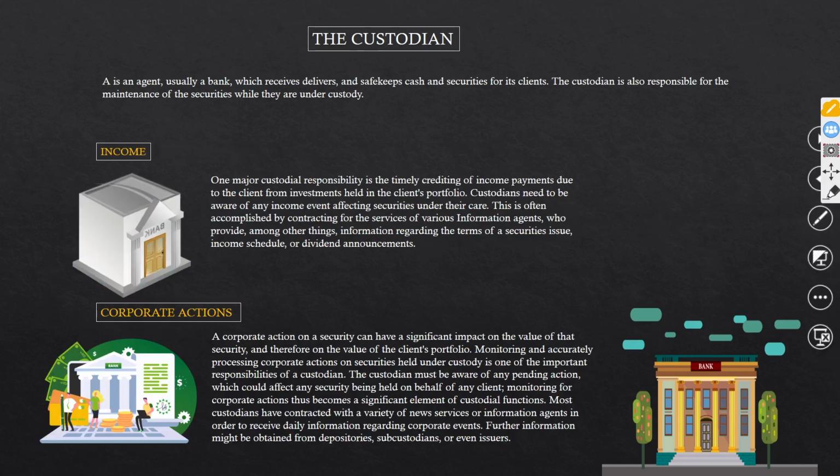What next? Income. As I said, fund managers, institutions, or even individual investors invest for an income purpose as well. One major custodial responsibility is the timely crediting of income payments, meaning dividend and interest payments due to the client from investments held in the client's portfolio. Custodians need to be aware of any income event affecting securities under their care, and this is often accomplished by contracting for the services of various information agents who provide, among other things, information regarding the terms of the securities issue, income schedule, or a dividend announcement.